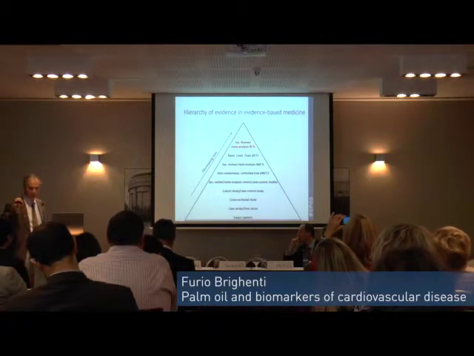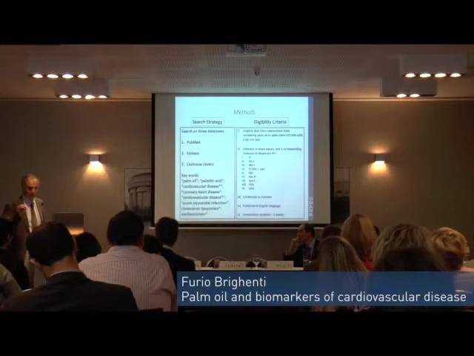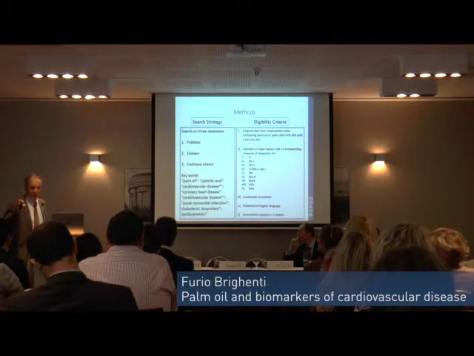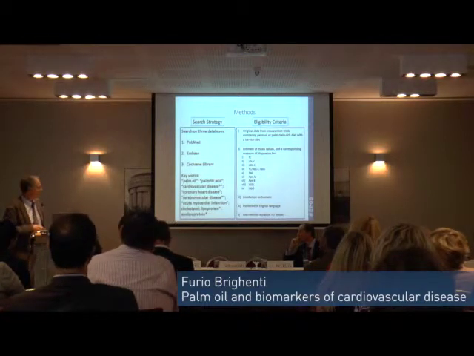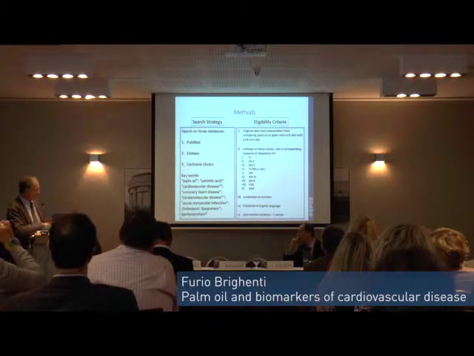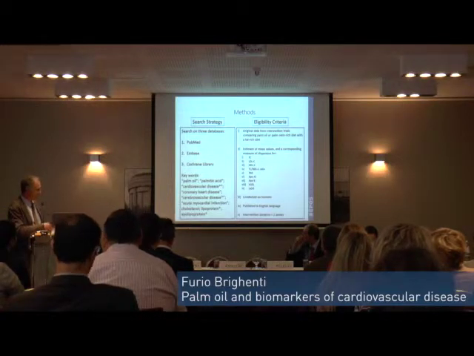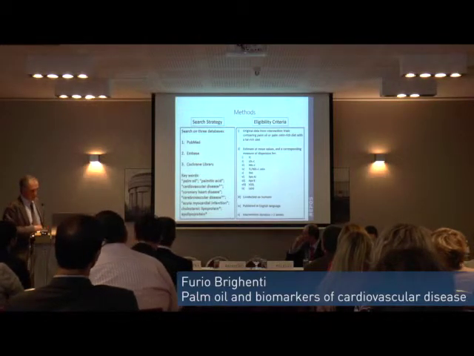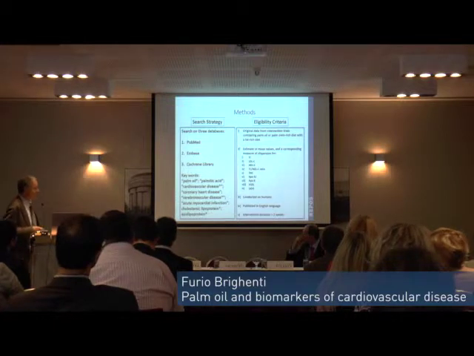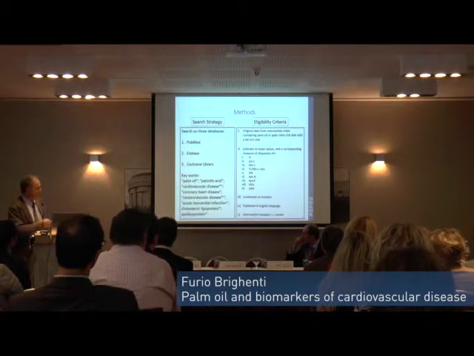So what we did, we took all the randomized controlled trials, which are intervention trials, so not just epidemiological observation, but intervention studies, with a search strategy which involved the different aspects that can be related to cardiovascular disease. Those are the keywords that we used in 3 different repositories of the scientific literature. We selected all the studies which met these inclusion criteria.